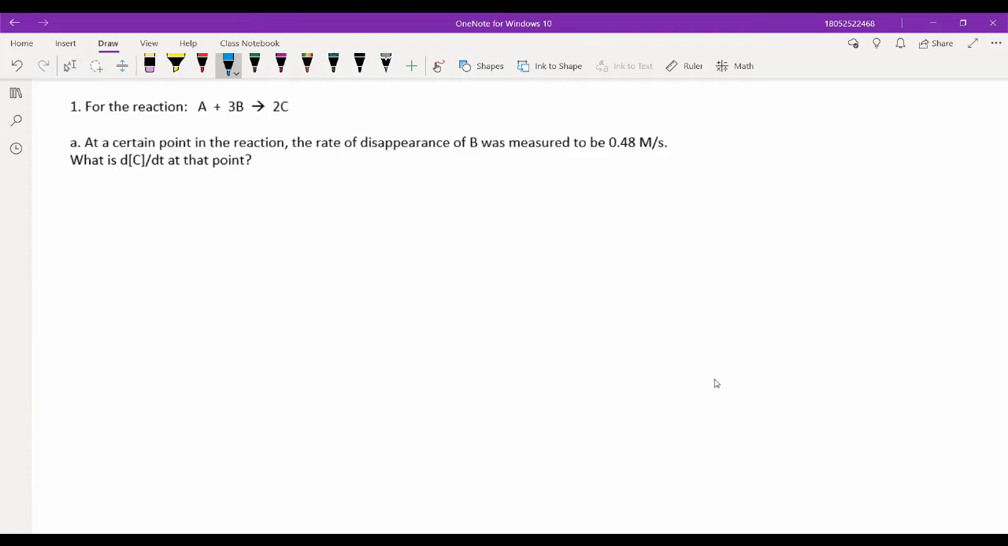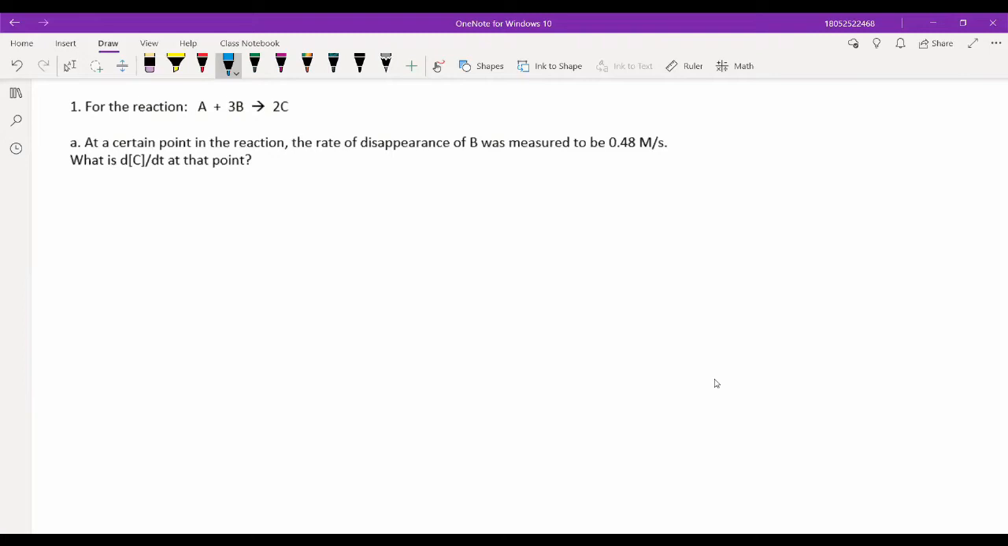Welcome to Chem 1C, and we'll start off chapter 15 here with a video on rate laws and specifically determining rate laws. The type we're talking about in this video will be differential rate laws. These are the type that we usually mean when we say the rate law for a reaction. We'll start with a question that goes over rates of change.